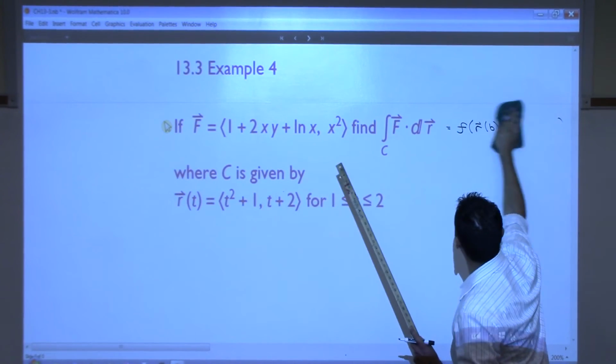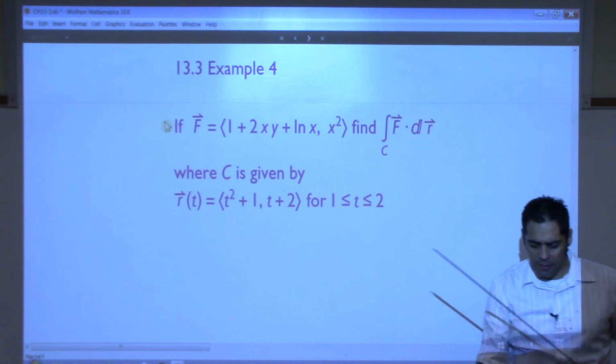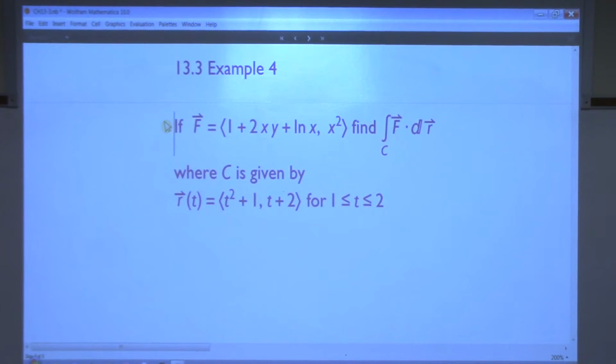So I believe on your take-home test, I do give you a vector field that is not conservative, that you have to do the hard way, the long way, and one that is. And you have the choice on that one.